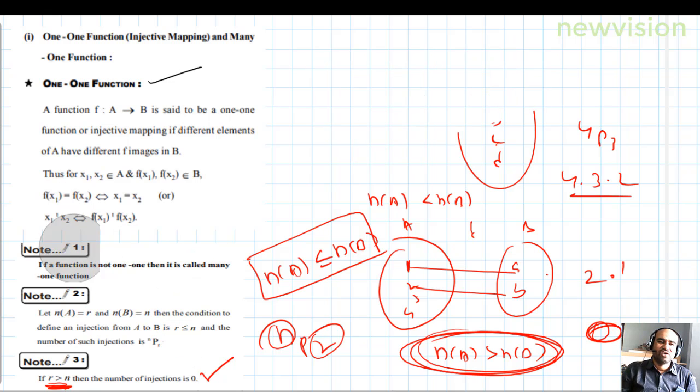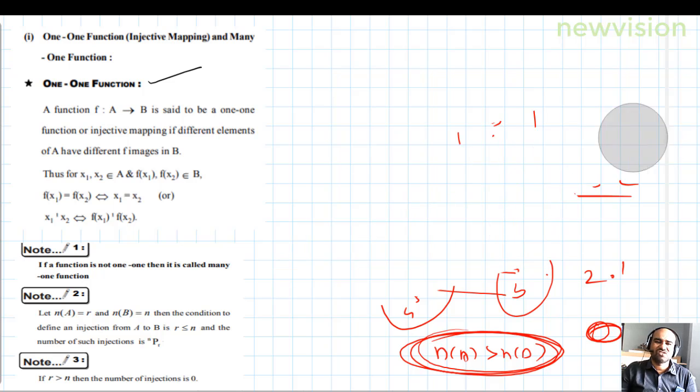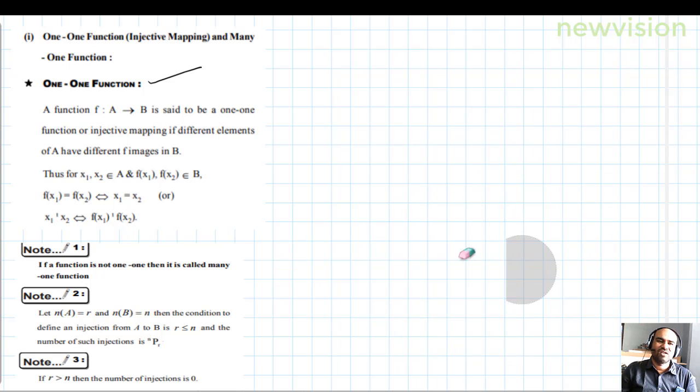Students, important: if a function is not injective, you can simply call it many to one. That is important. If a function is not injective, it is simply said to be a many to one function.